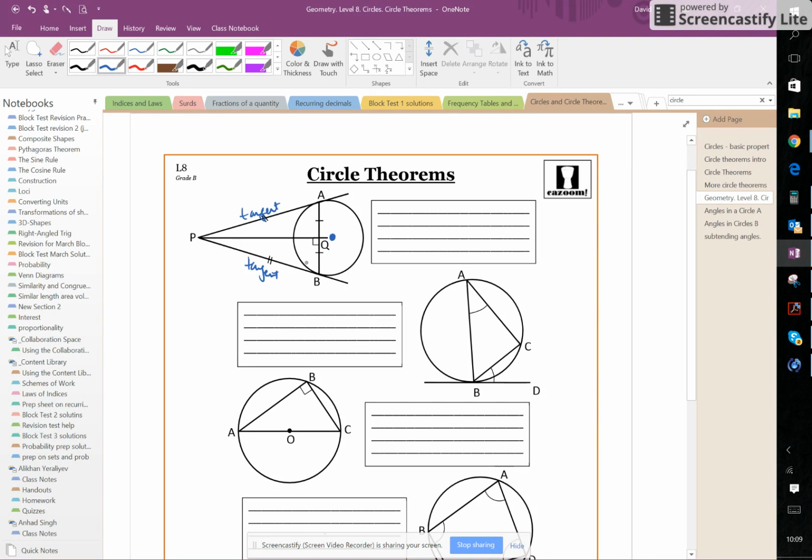But we do have two tangents, and we know that the distance between a single point and where the tangent touches the circle are equal. So two tangents from a single point have equal lengths.